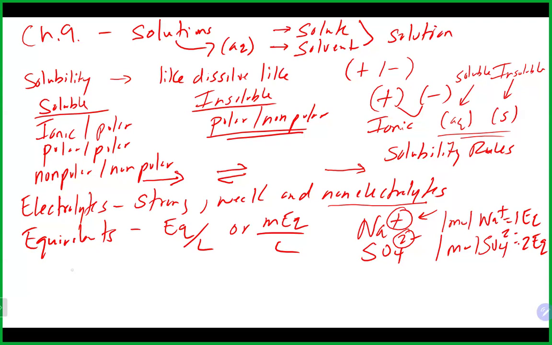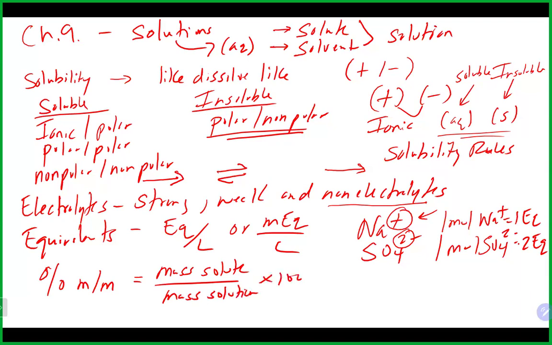We finished up on, I think, talking about one type of concentration unit, which is percent mass to mass. And this is the mass of the solute divided by the mass of the solution times 100%.